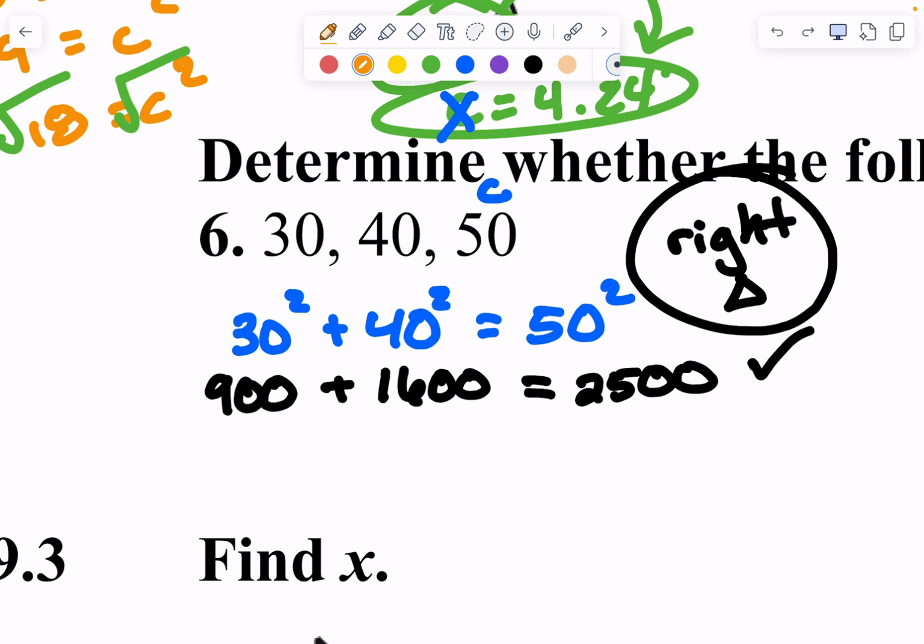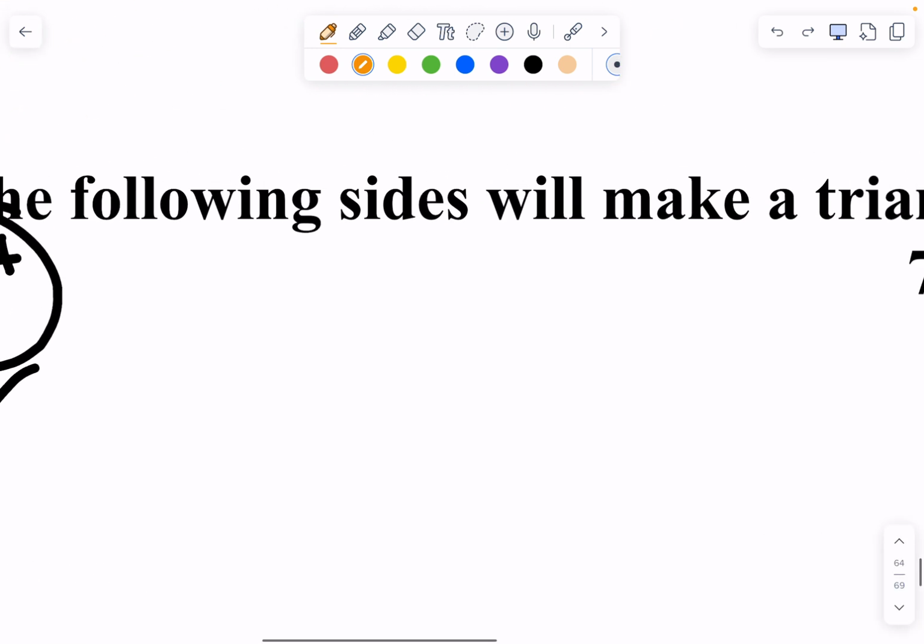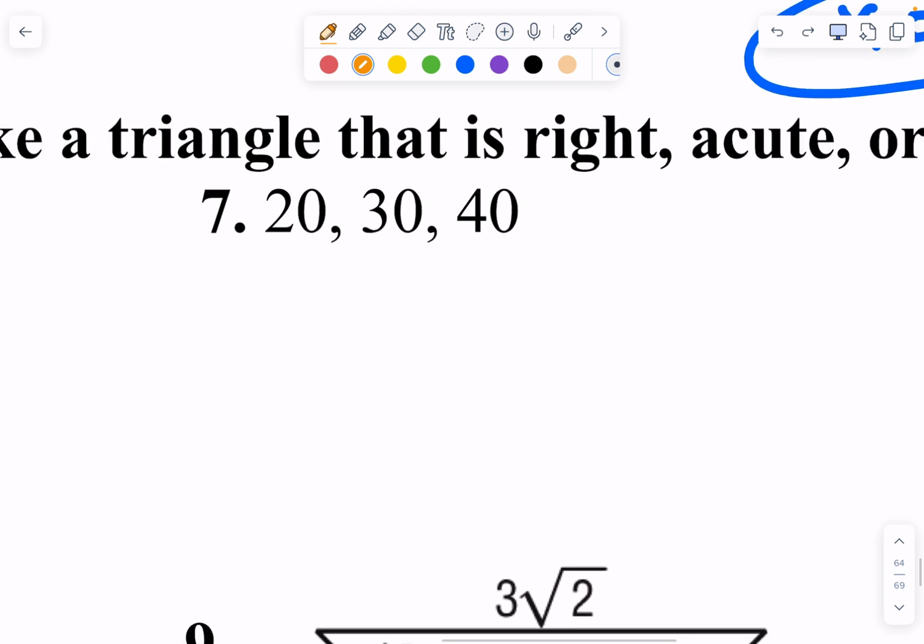How can you tell it's right just by that? Because a squared plus b squared was equal to c squared, and it worked out, right? 900 plus 1600 is in fact 2500, so a squared plus b squared equals c squared, which means it's a right triangle. Okay, hold on, we'll get to that. In the next one, number 7, we're going to see that right now.